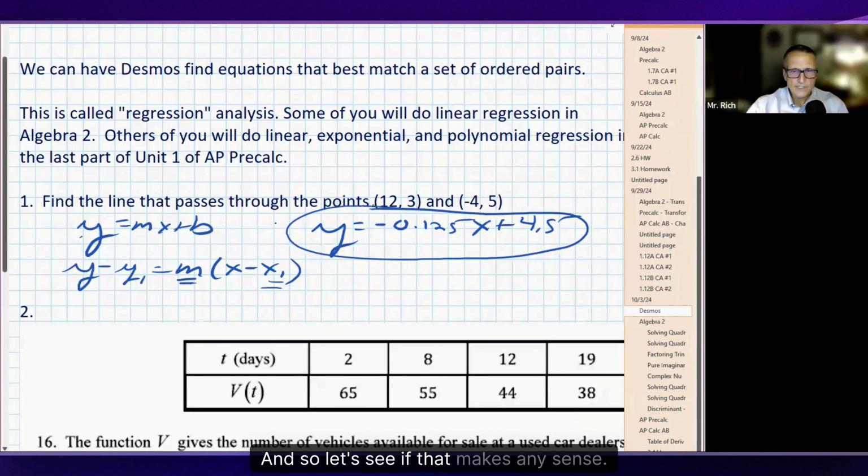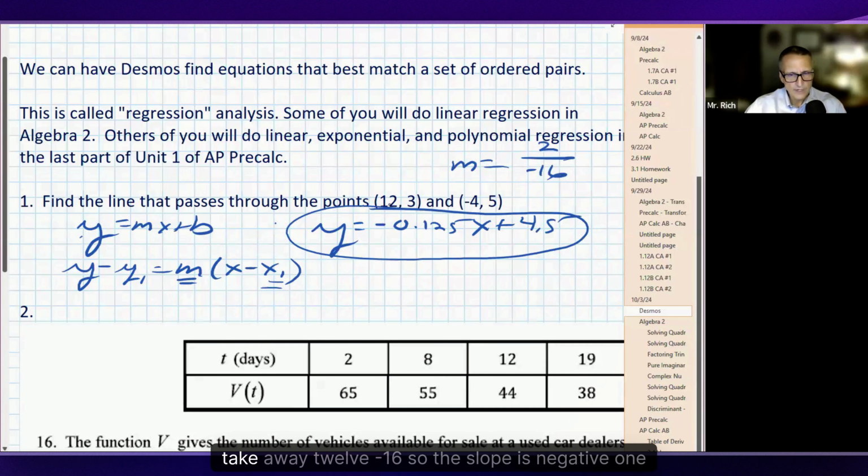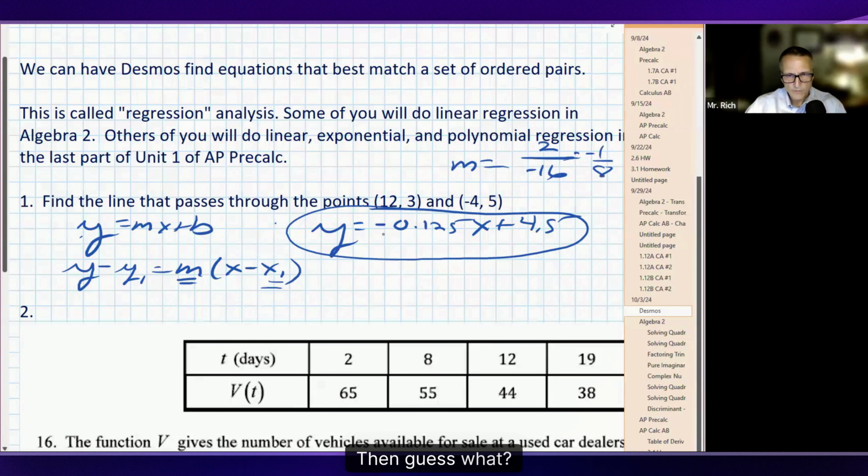And so let's see if that makes any sense. If we did calculate the slope manually, 5 minus 3, that's the rise, over -4 minus 12, which is -16. -4, take away 12, -16. So the slope is -1/8. And guess what? Well, -0.125 is -1/8. And then our y-intercept is 4.5.